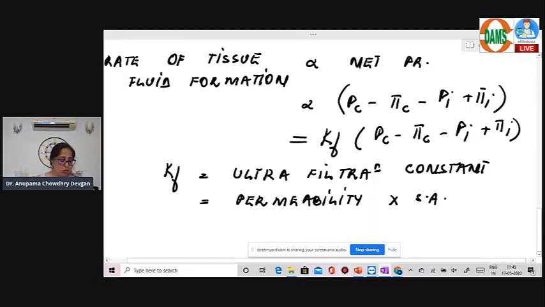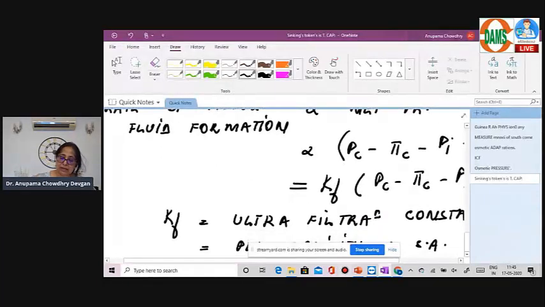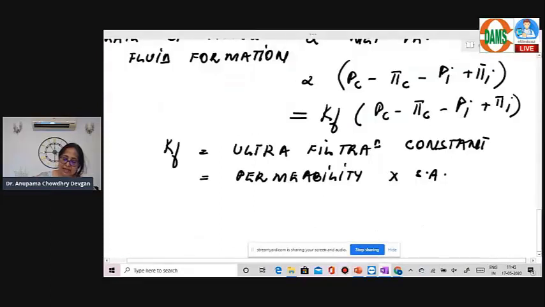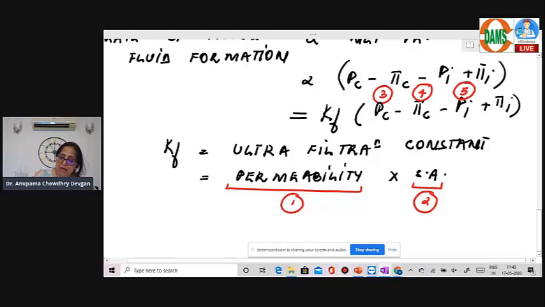So that means what are the factors which affect the rate of tissue fluid formation? Let's try and see that. Number one, capillary permeability. Number two, surface area. More the surface area, more the tissue fluid formation. Number three, PC, pi C, PI, pi I. These are 6 factors which affect the rate of tissue fluid formation.